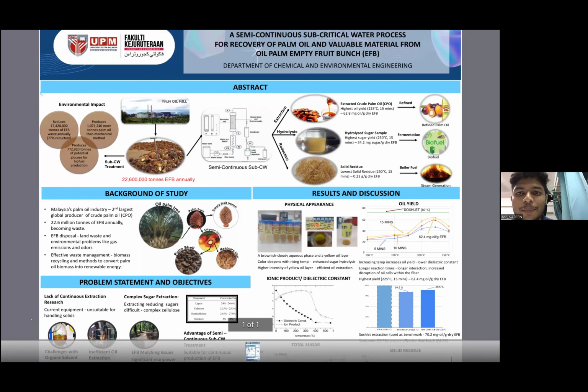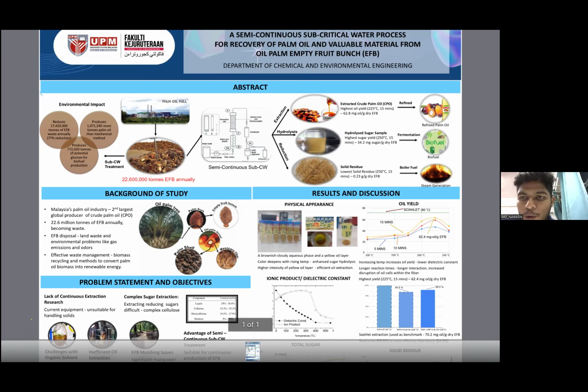As we know, the Malaysian oil palm industry is the second largest global producer of crude palm oil in the world. But the problem we face is that 22.6 million tons of EFB is wasted annually. The problem with EFB waste disposal is the land waste and environmental problems like gas emissions and odors. So in order to solve the problem, effective waste management is required, where biomass recycling and methods to convert palm oil biomass into renewable energy are currently being researched by many scientists.